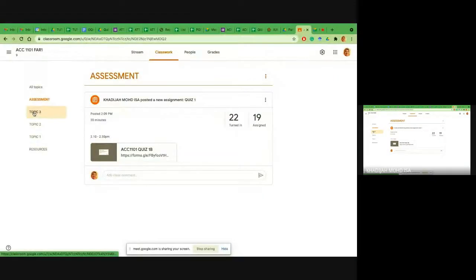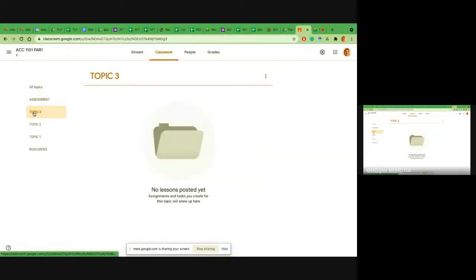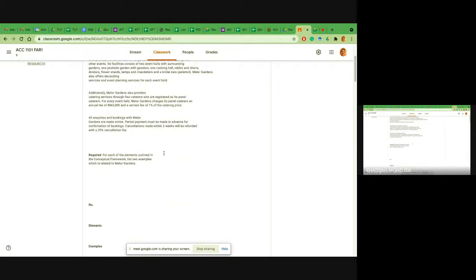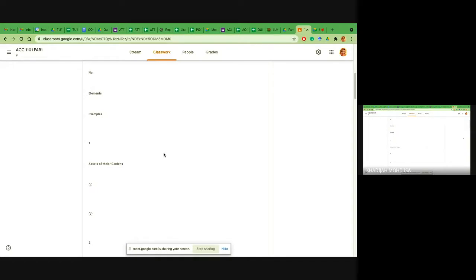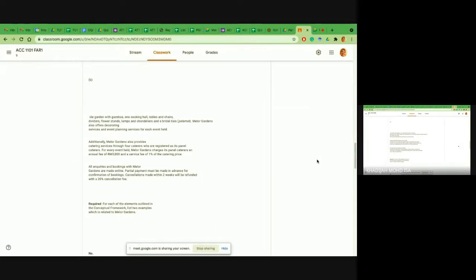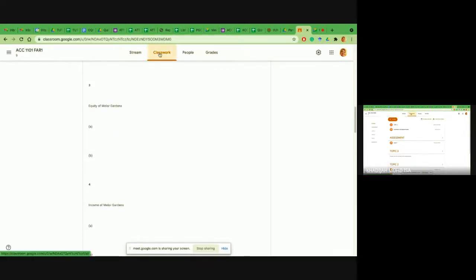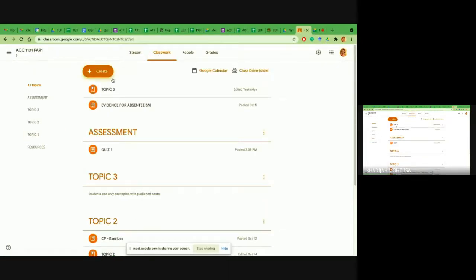The text, the slides by mana ya, topic 3 is it? Kita nak, kenapa tak ada ni? Ni topic 2. Sekejap. What are we doing here? This is the, what is this? Classwork. Why topic 3 there's nothing here?